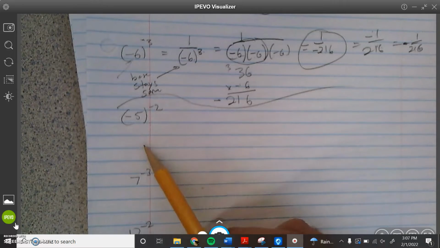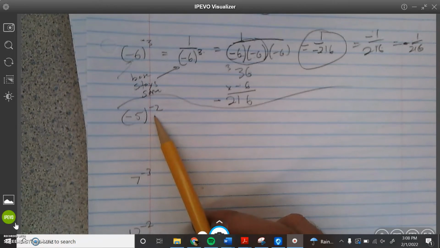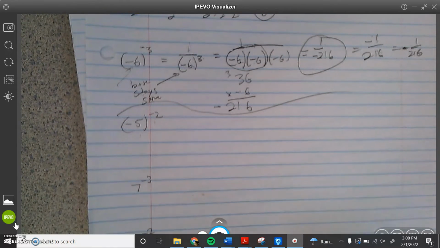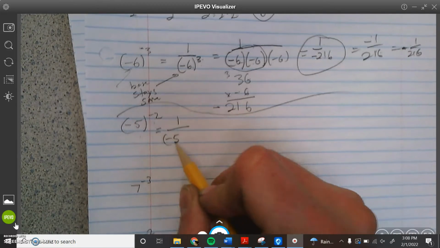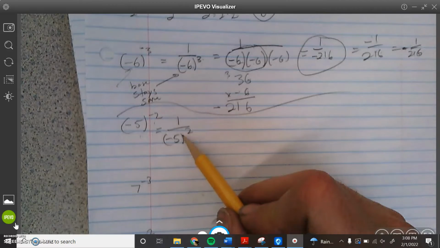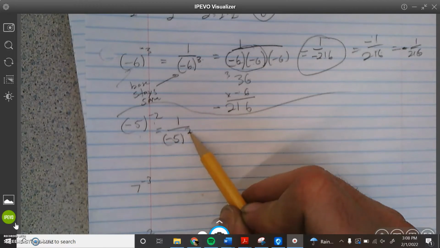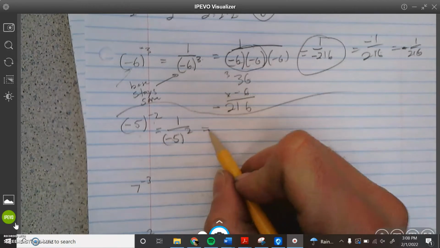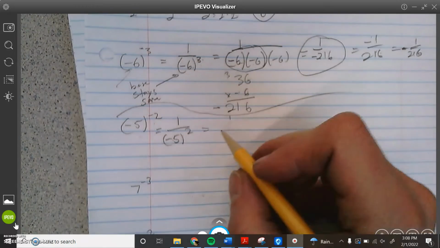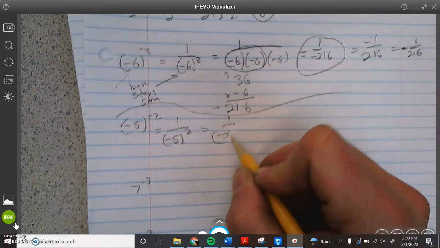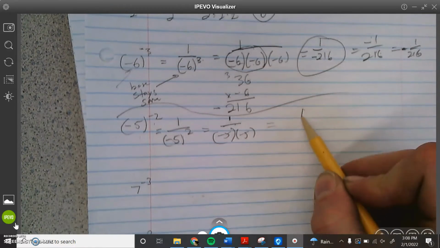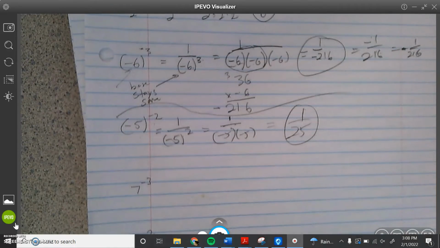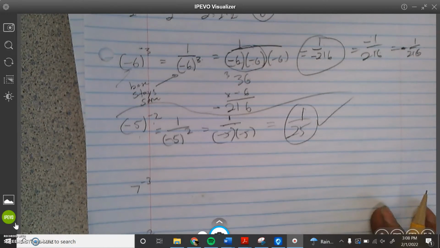All right, you try one. Negative 5 to the negative 2 power. See if you can simplify it. Ready, set, go. All right, see what we got. First, write it as a positive exponent. Bam. Base stays the same, exponent changes. There we go. Okay. Expanded form: 1 over negative 5 times negative 5. And a negative times a negative is a positive. So 1 over 25. Got it. Put a check if you got that one. Nice job.